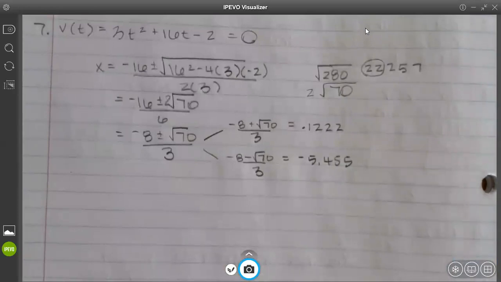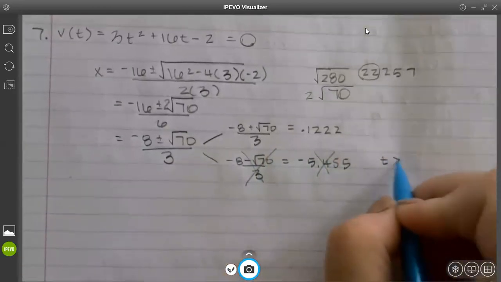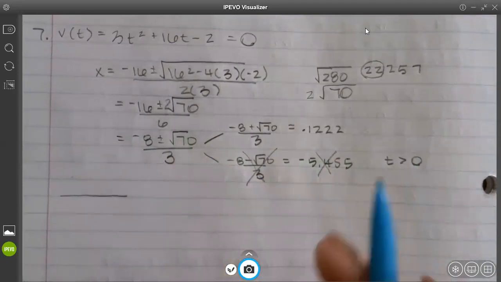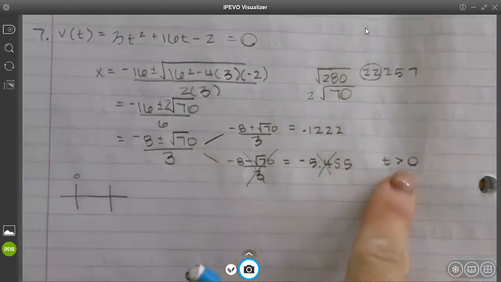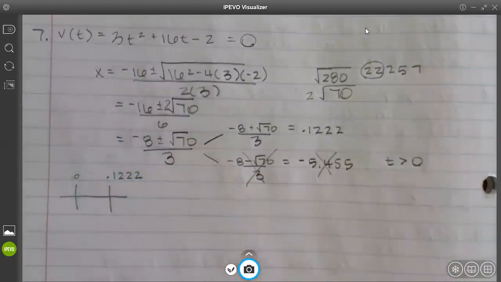Why is this important? What else did it tell us in number 7? T had to be greater than 0, so what? We're not testing this one at all because it's negative. Again, because T was greater than 0. So you're going to make your chart. Your chart is going to be from 0, because that's what it said, T is greater than 0. You can do 1.222, that's fine, or you can write the negative 8 plus square root. Nobody cares, whichever one you want to do. Find a value between 0 and 0.1222.